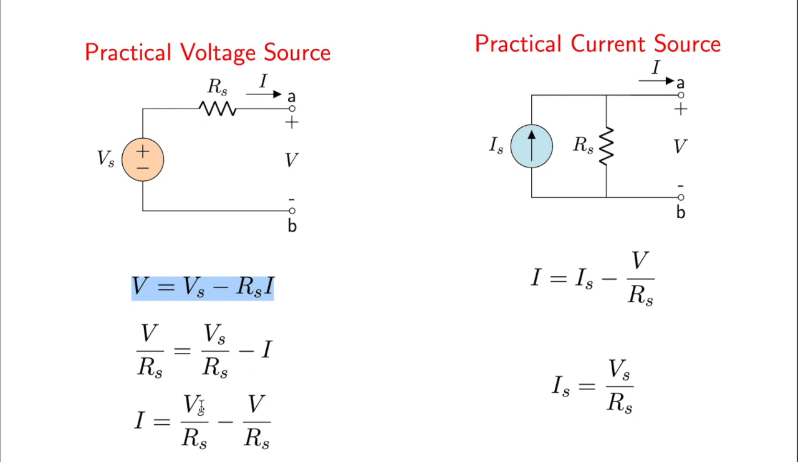If, say, Vs upon Rs is designated as Is, then this equation coincides with the current source equation. So mathematically or pictorially, we can transform the voltage source into the current source or the current source into the voltage source. The point to be noted here is that in the voltage source, the internal resistance Rs is connected in series. Here, the internal resistance Rs comes out to be in parallel.